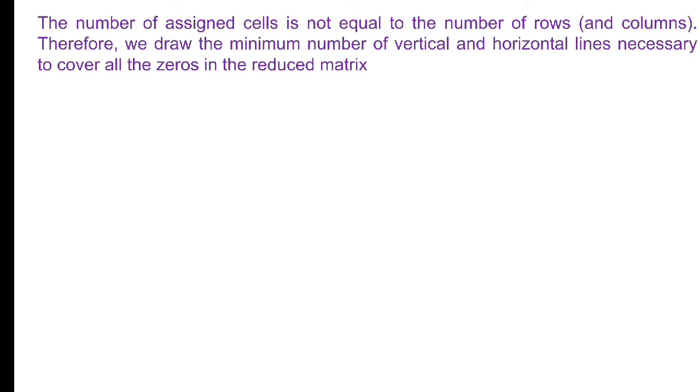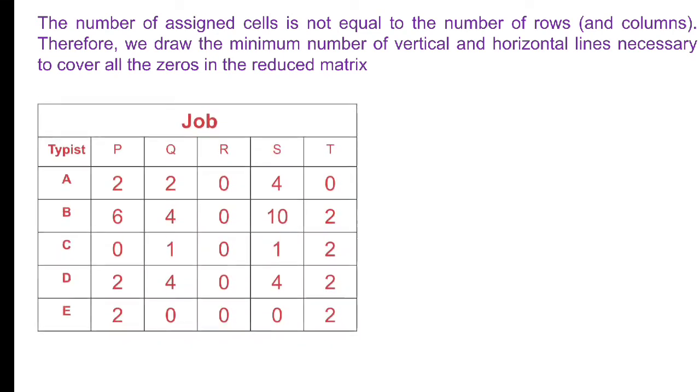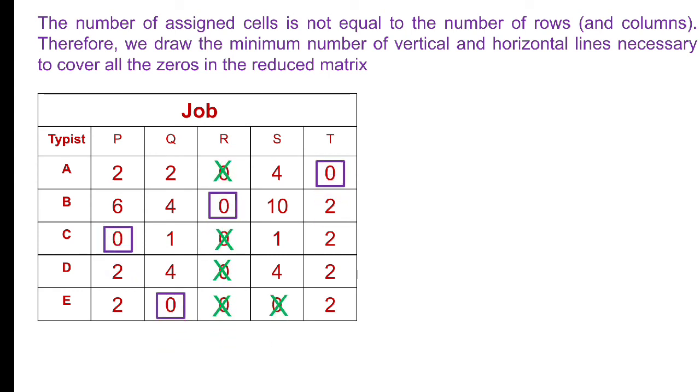This line covers the maximum number of zeros. Then other lines, 1 will be covered, then 1, then 1. That's it. The order of the matrix is 5, but the number of straight lines drawn is only 4. So this is not an optimal solution.